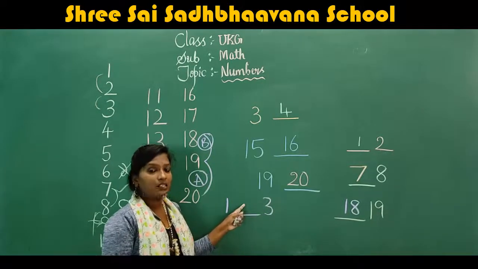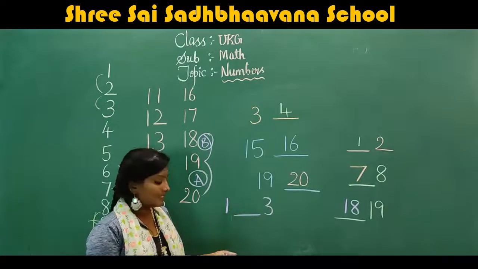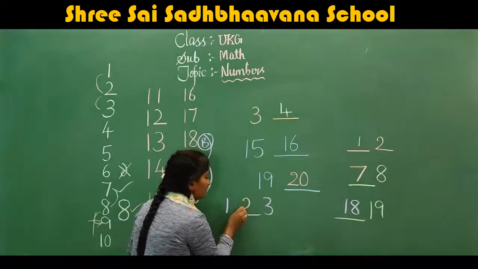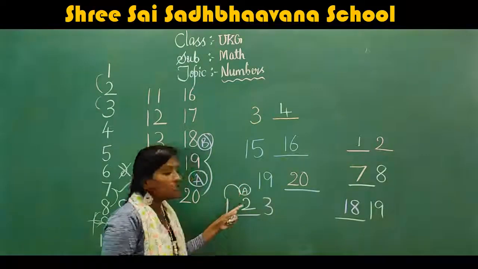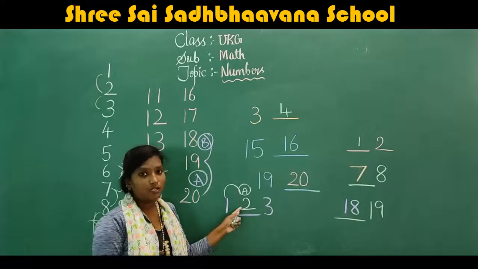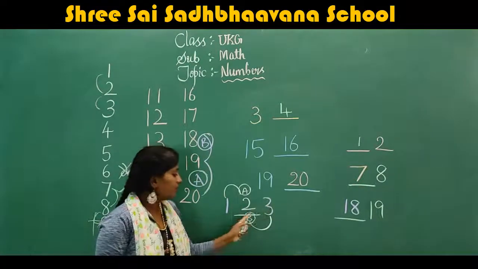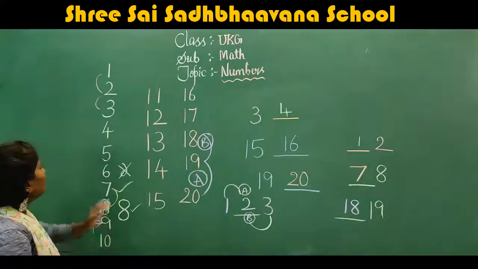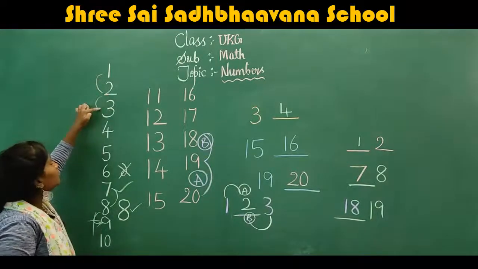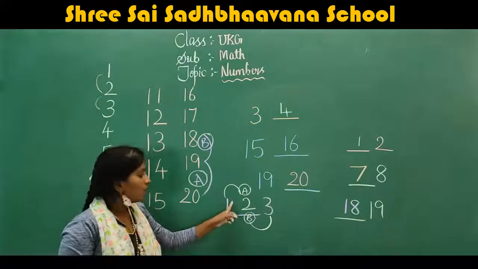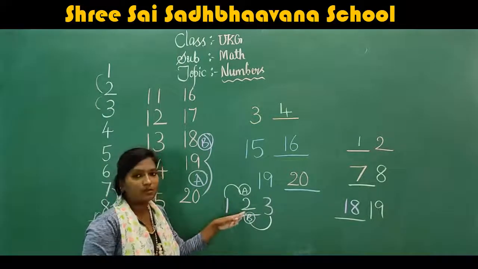This is an easy method to learn between number. See here, they are given 1, and the next number you have to write is number 2. This is after number. 2 comes after number 1, and 2 comes before number 3. Same thing, okay? You can see only the after number.